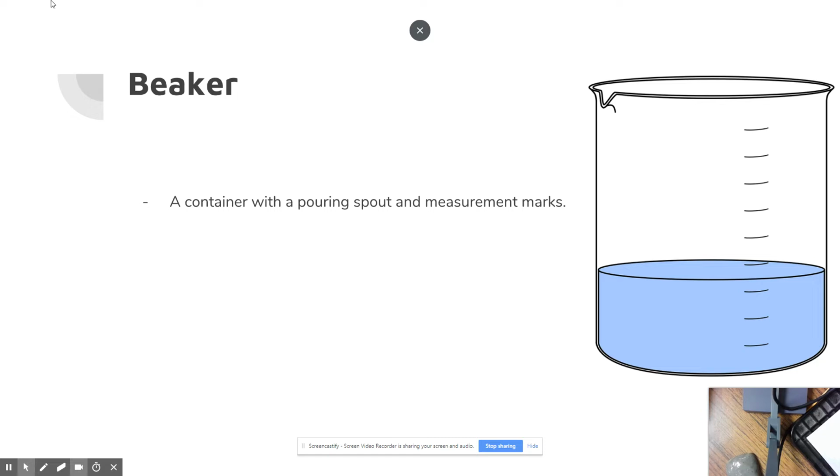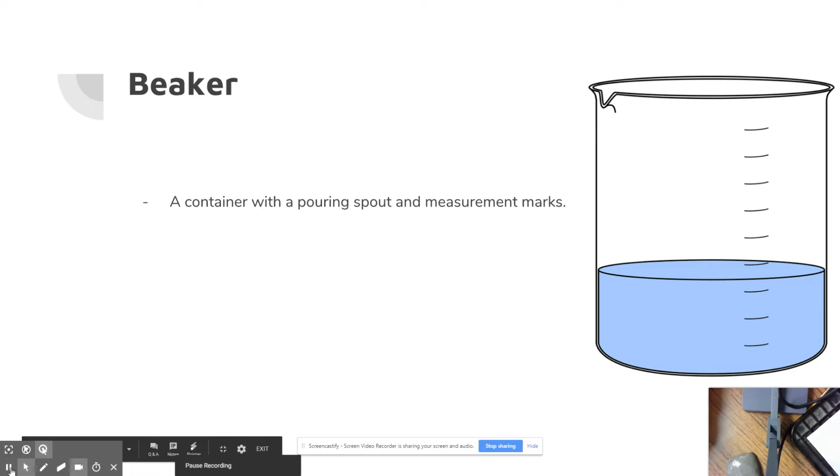First word is beaker, and that's a container with a pouring spout and measurement marks. Okay, so a beaker is like a glass container, right? And it has a little spout and it has little marks, and that's where your measurements are.